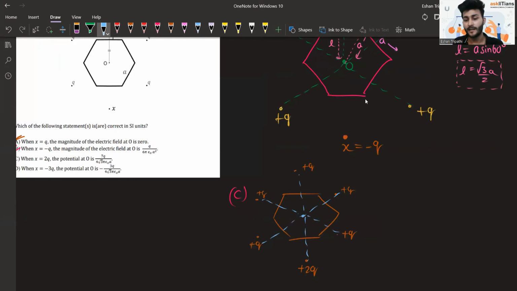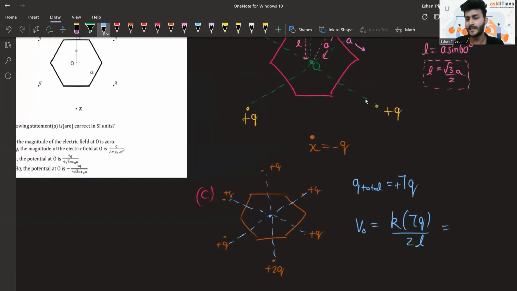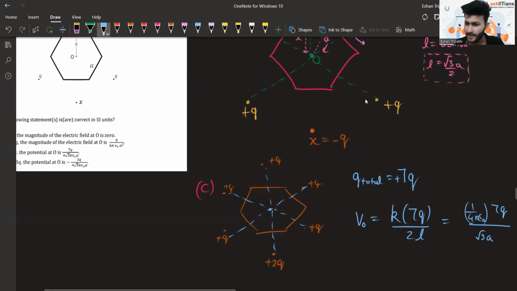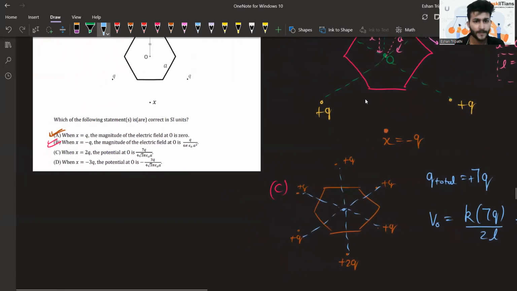So can I say that the total charge which is creating and is at equal distances is Q plus Q plus Q plus Q plus Q, 5 plus 2, which is 7Q. So plus 7Q charge present at a distance 2L. So potential will be K into 7Q divided by 2L, which will come out to be, let's calculate, 1 upon 4 pi epsilon naught into 7Q divided by root 3A. So what is the answer? 7 by 4 root 3. Yeah, that is the option. So C comes out to be correct.